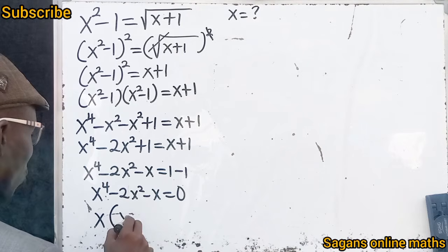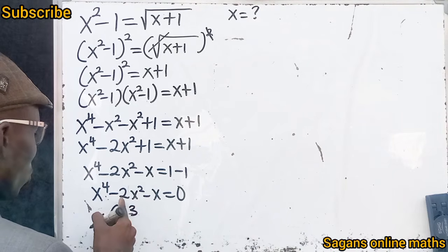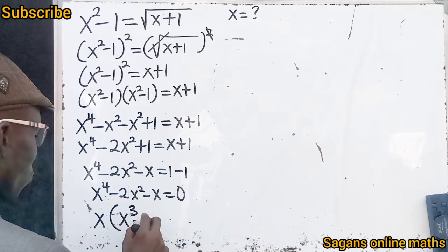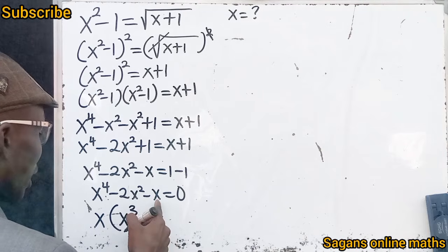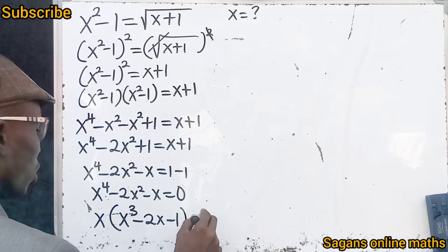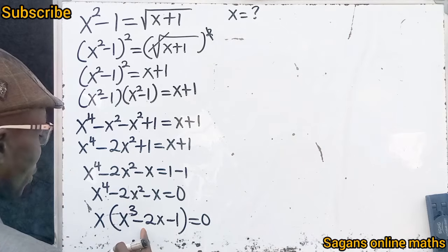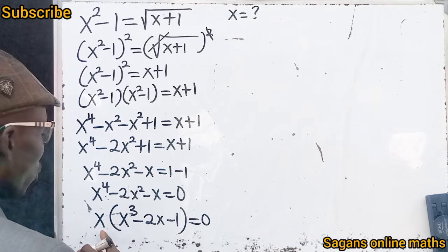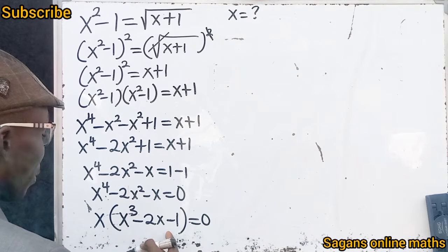So you can see that x is common, into x to the power of 4 divided by x will give us x to the power of 3, minus 2x squared divided by x will give us minus 2x. Then minus x divided by x will give us minus 1. All this equals 0. Remember, when the product of 2 terms is equal to 0, it means that each of them is equal to 0.